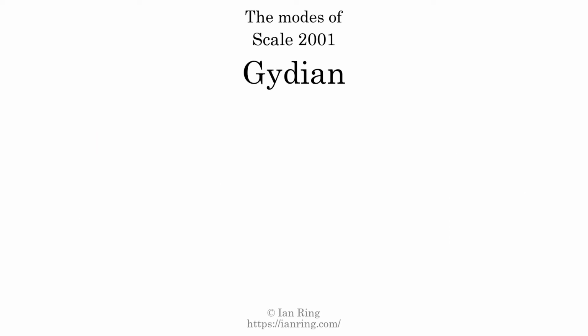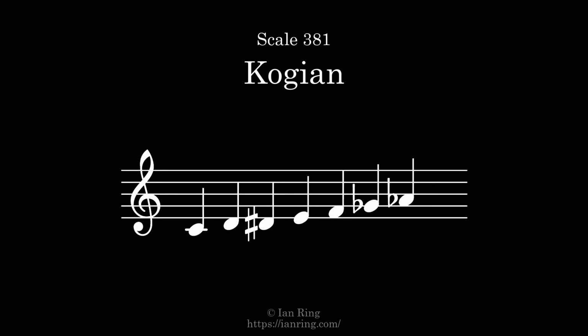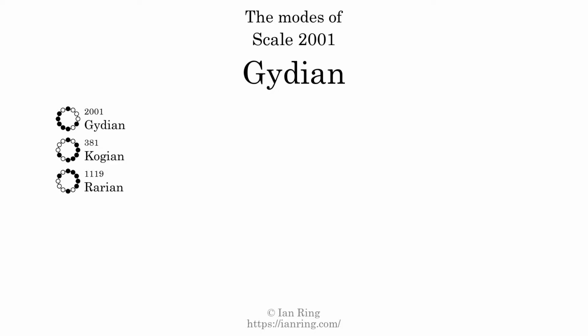This scale has 7 modes. The first mode is itself. The second mode is scale 381, also known as Gydian. It sounds like this. The third mode is scale 1119, also known as Gydian. It sounds like this.